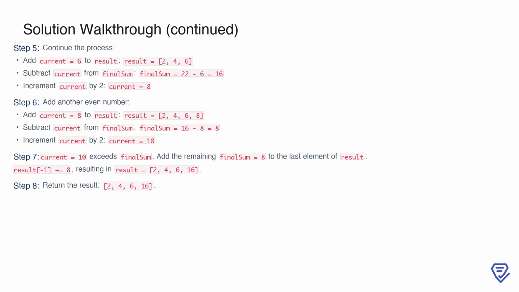Subtracting 6 from final sum leaves us with 16, and we increment current to 8. Adding 8 to result makes it 2, 4, 6, 8, and subtracting 8 from final sum reduces it to 8. At this point, we increment current to 10, but since 10 exceeds the remaining final sum of 8, we adjust the last number in the result. Specifically, we add the remaining final sum of 8 to the last number in result, turning 8 into 16. This updates the result to 2, 4, 6, 16. With final sum now reduced to 0, we return the result, 2, 4, 6, 16.